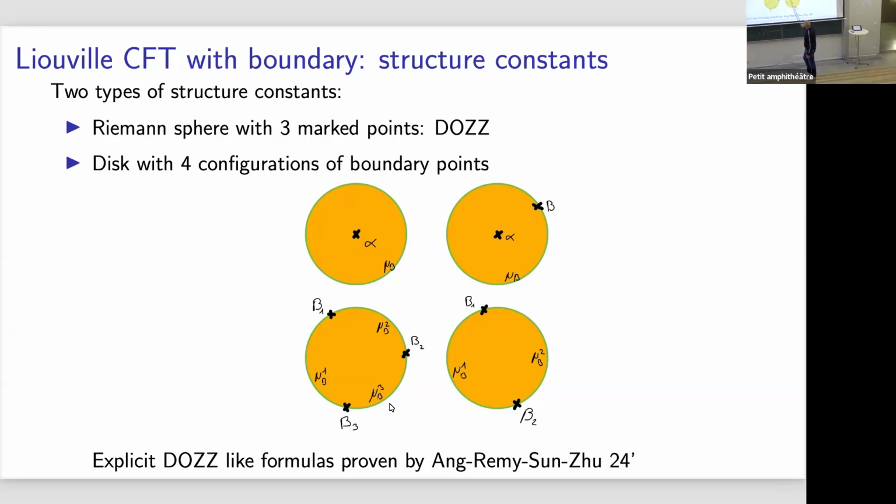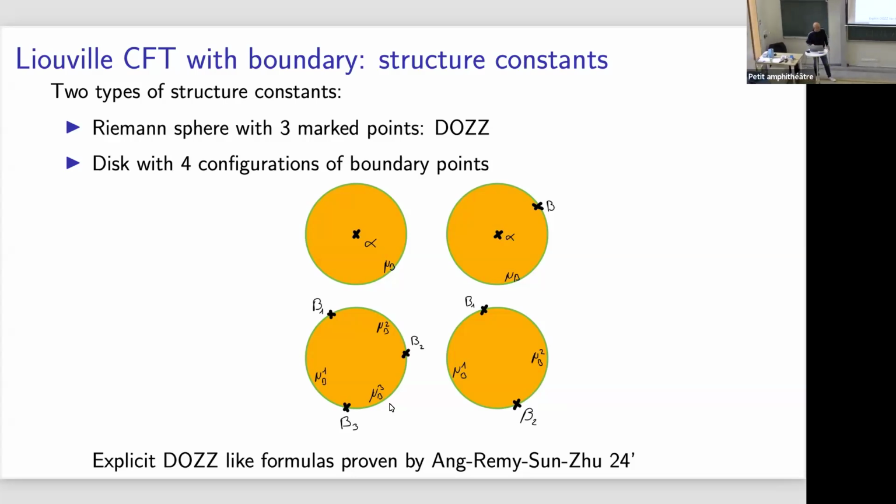So these two guys are the most common ones. This guy is a kind of degenerate version, the reflection coefficient for the theory, and this one is a degenerate guy. All of them were computed by a series of works.